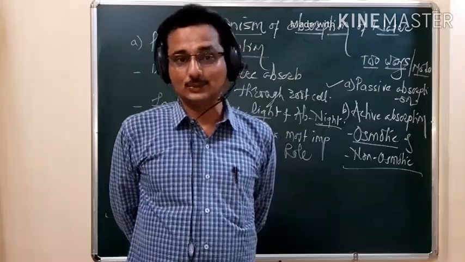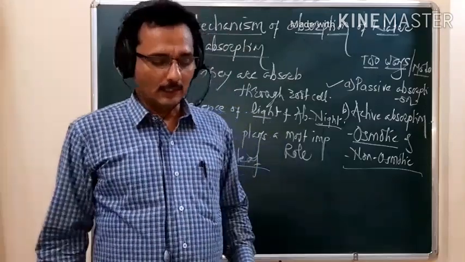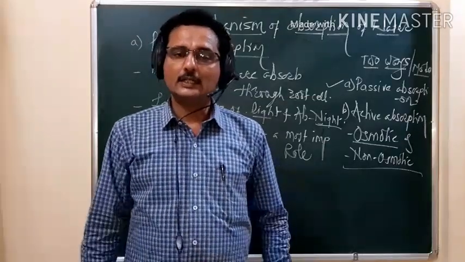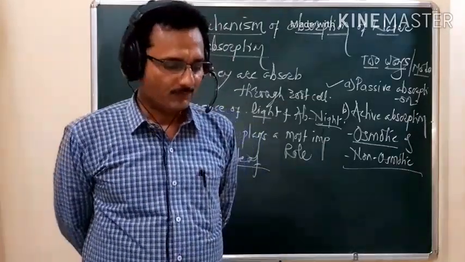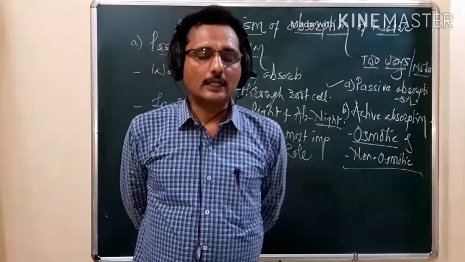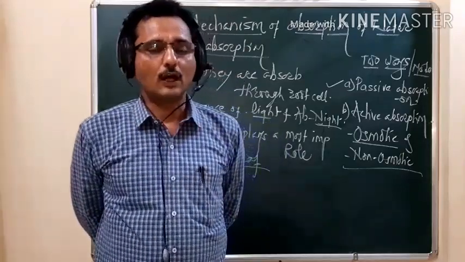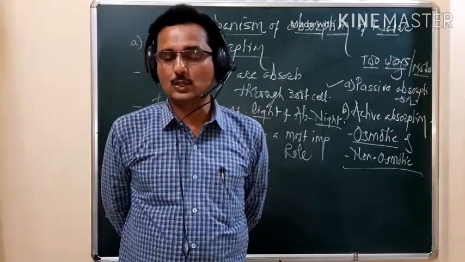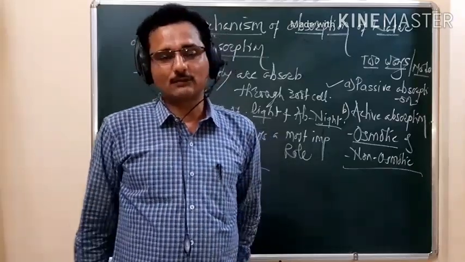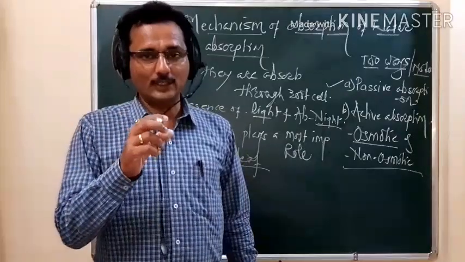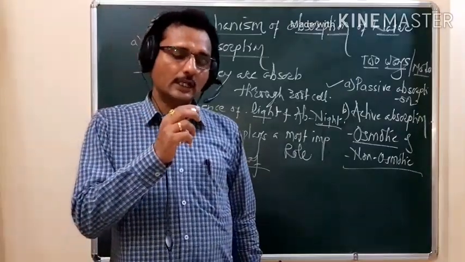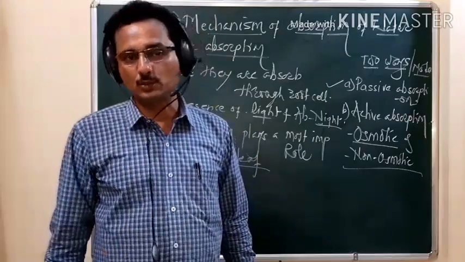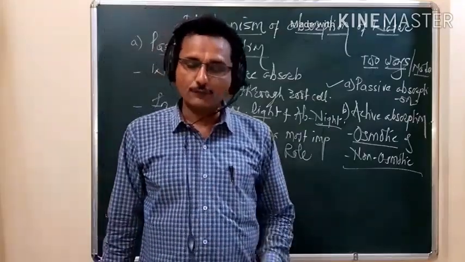xylem of the root. So remember, this transpiration creates the tension in the xylem tissue of the leaf, or in the vessels of the xylem present in the leaves, and that tension is developed downwardly. That tension is transferred toward the xylem tissue of the root.